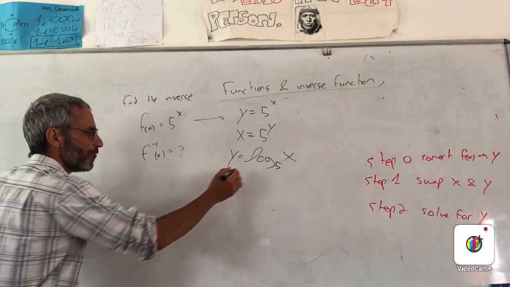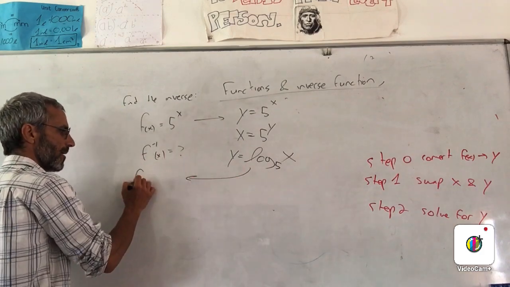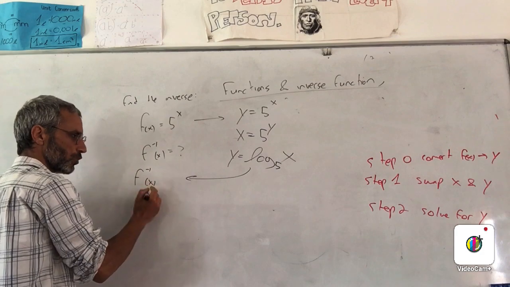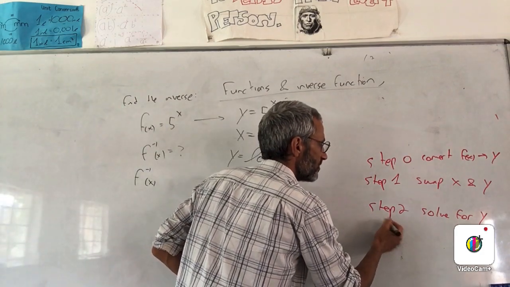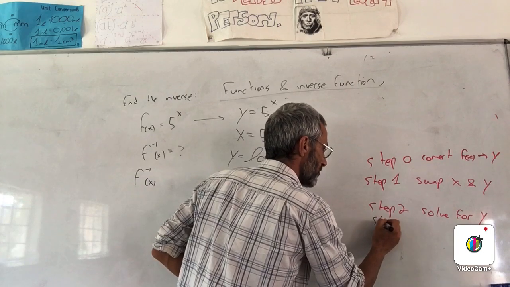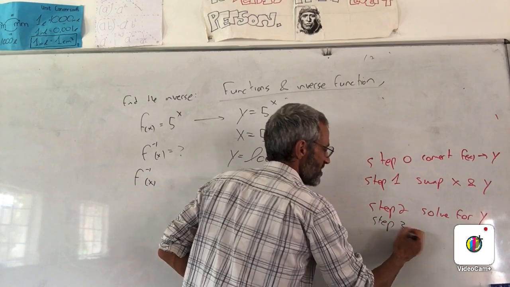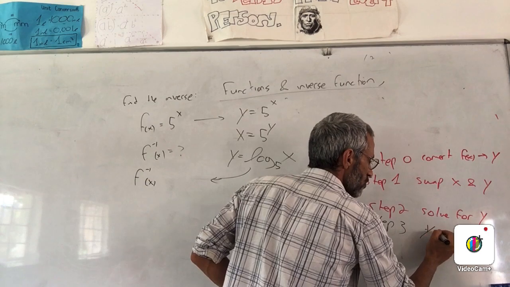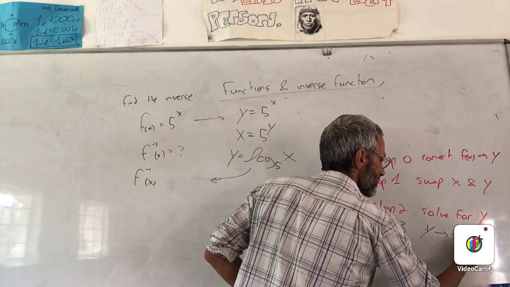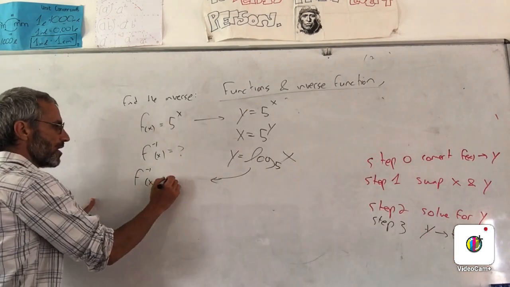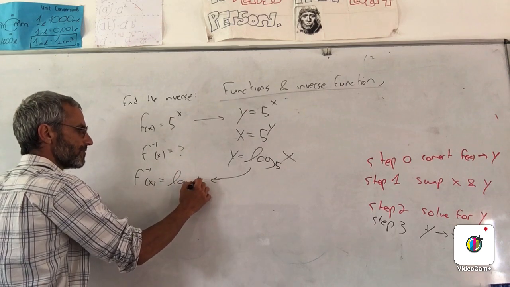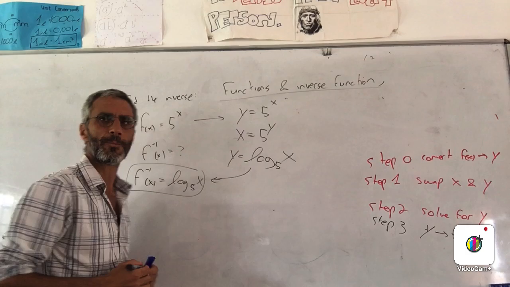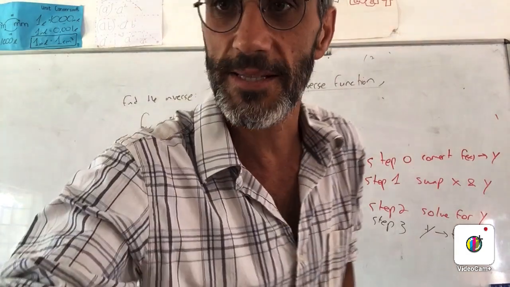And then I want to convert it back to f minus 1 of x, because I will ask you to write down the inverse function. Again, we can call it step 3. Change the y into f minus 1 of x. So it's going to be f minus 1 of x equals log x base 5. That's the answer. Pause that to sync.